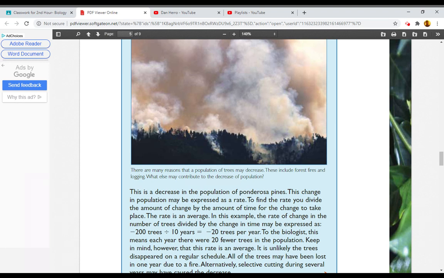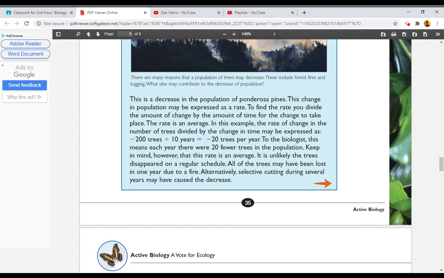Keep in mind, however, that this rate is an average. It is unlikely the trees disappeared on a regular schedule. All of the trees may have been lost in one year due to a fire. Alternatively, selective cutting during several years may have caused the decrease.